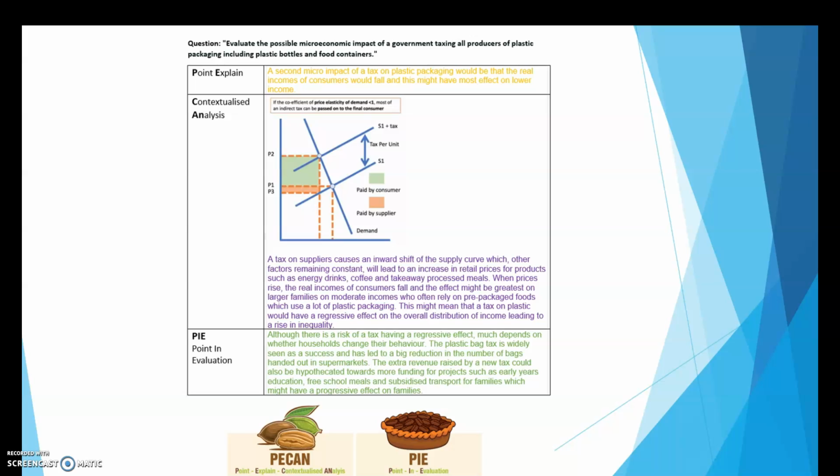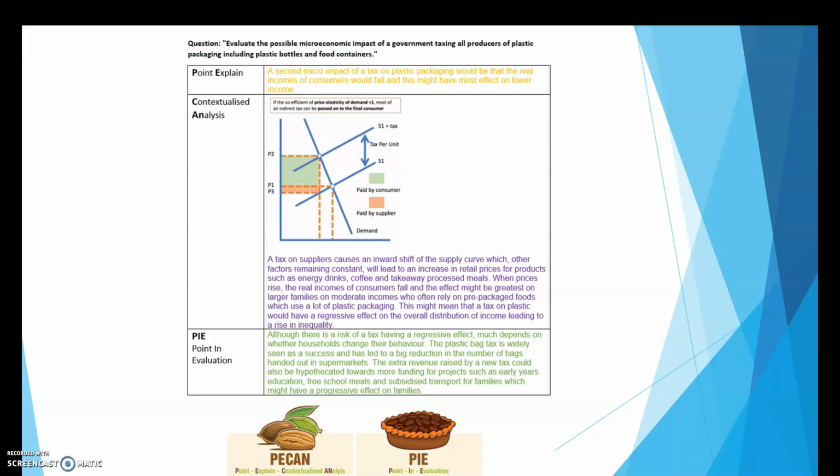A tax causes an inward shift of the supply curve, which, other factors remaining constant, will lead to an increase in retail prices for products such as energy drinks, coffee, and takeaway processed meals. When prices rise, real incomes of consumers fall, and the effect might be greatest on larger families on moderate incomes who often rely on pre-packaged foods which use a lot of plastic packaging. This might mean that a tax would have a regressive impact, leading to a rise in inequality. Okay, so that's a strong piece of analysis there, in terms of the regressive impact on lower income families. How do we evaluate this?